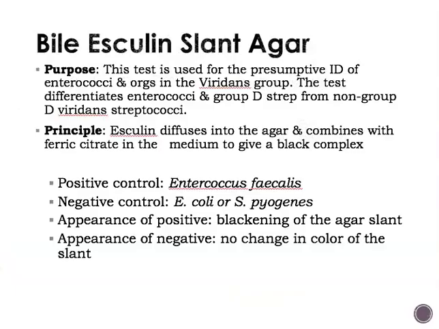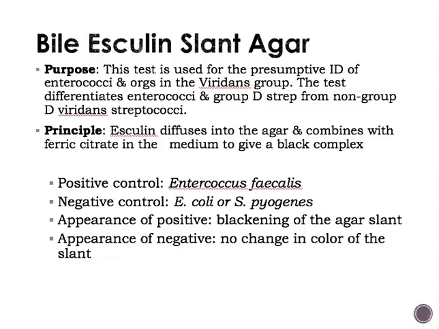The bile-esculin slant agar, this one we use for presumptive identification of Enterococcus and organisms in the group D or viridans group. So it will differentiate Enterococcus and group D strep from non-group D viridans. But remember, I don't know if you remember from the first lecture, I said if we're trying to prove the presence of Enterococcus or Enterococcus differentiated from group D, this one has to be performed in conjunction with the salt tolerance test, which we'll talk about in just a second.